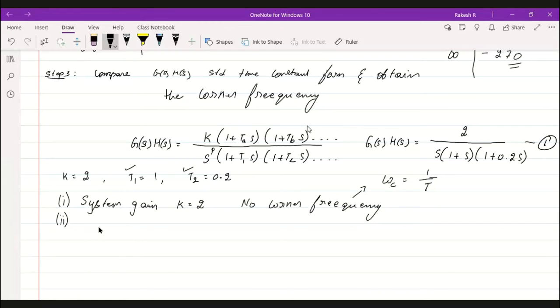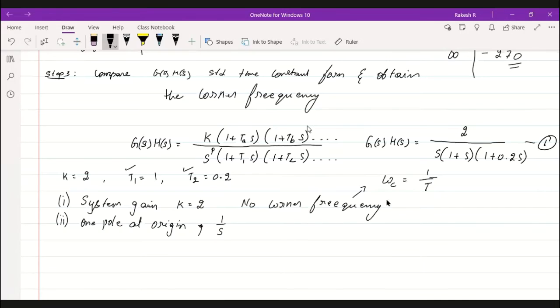Now, this is the first one. First, we need to compare for the system gain k, that is, k is equal to 2. For that, we will not have any corner frequency here. Next one is one pole at origin here. That is, one pole at origin. That is 1 divided by s here. This is the origin pole here, right? That is pole at origin.